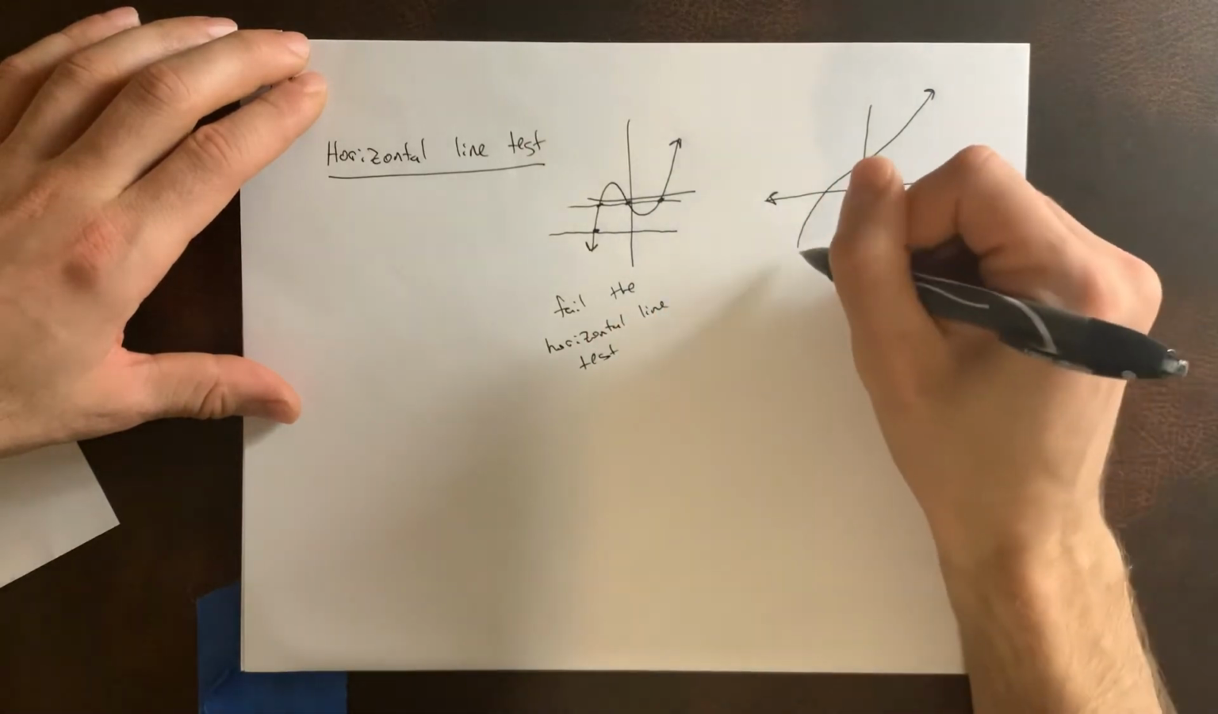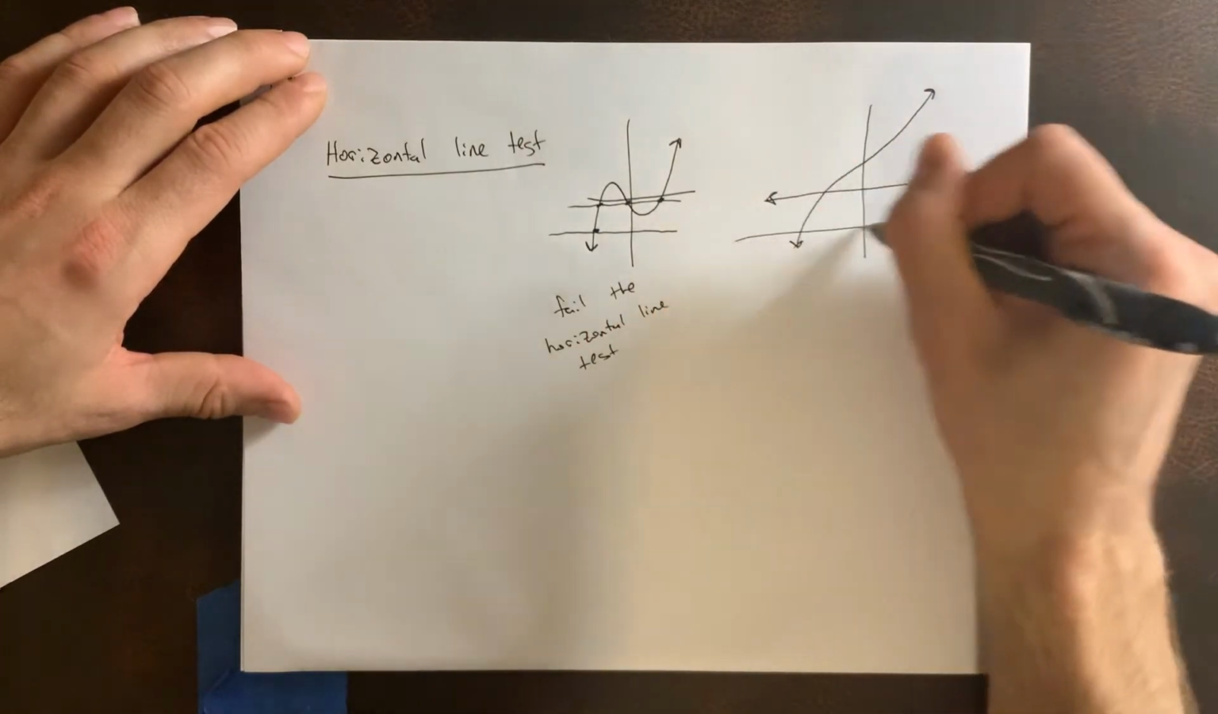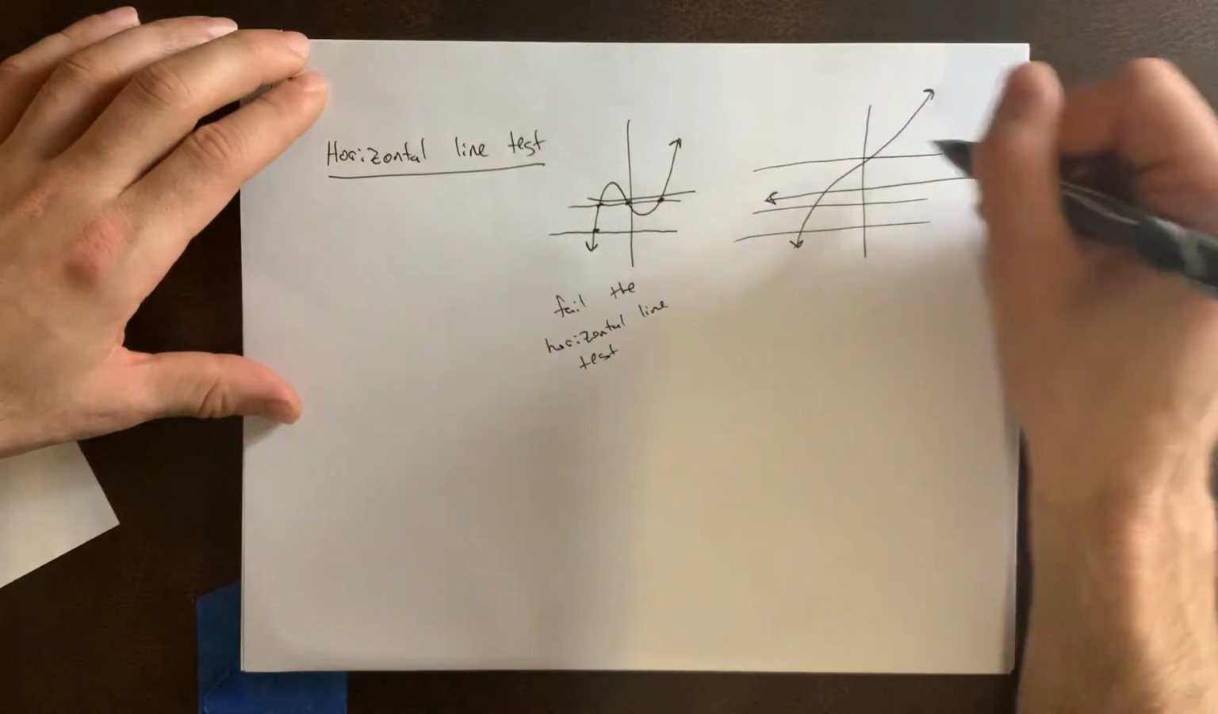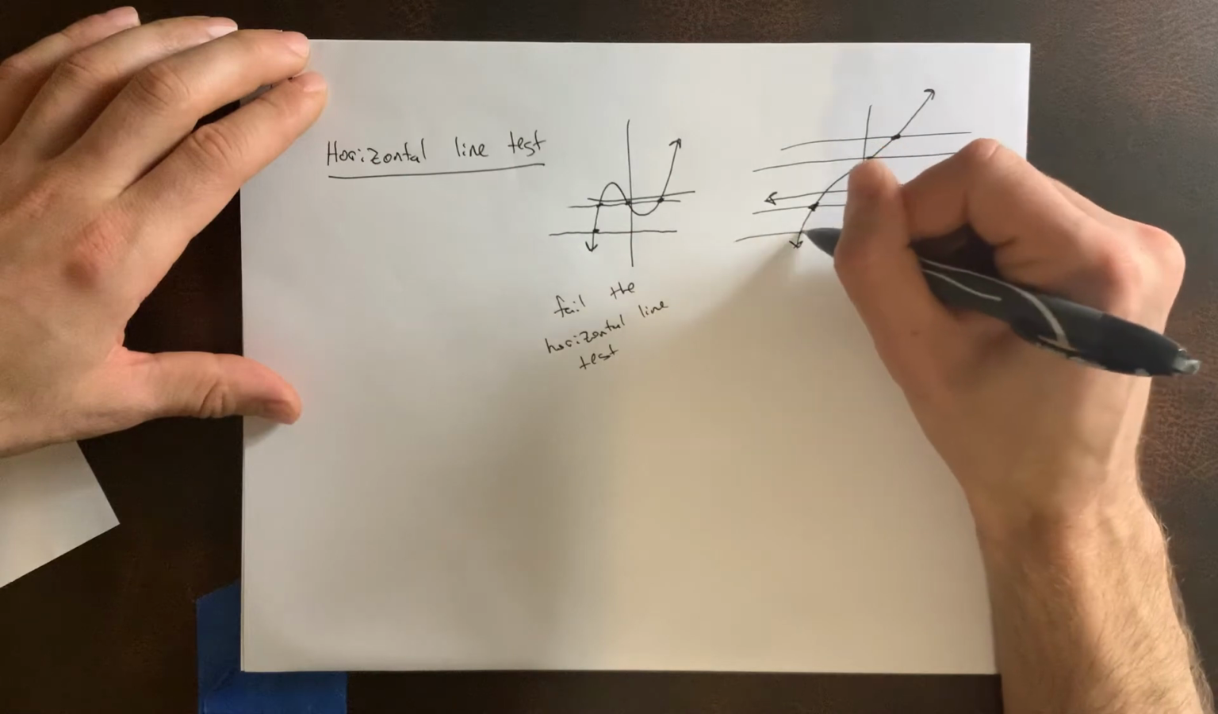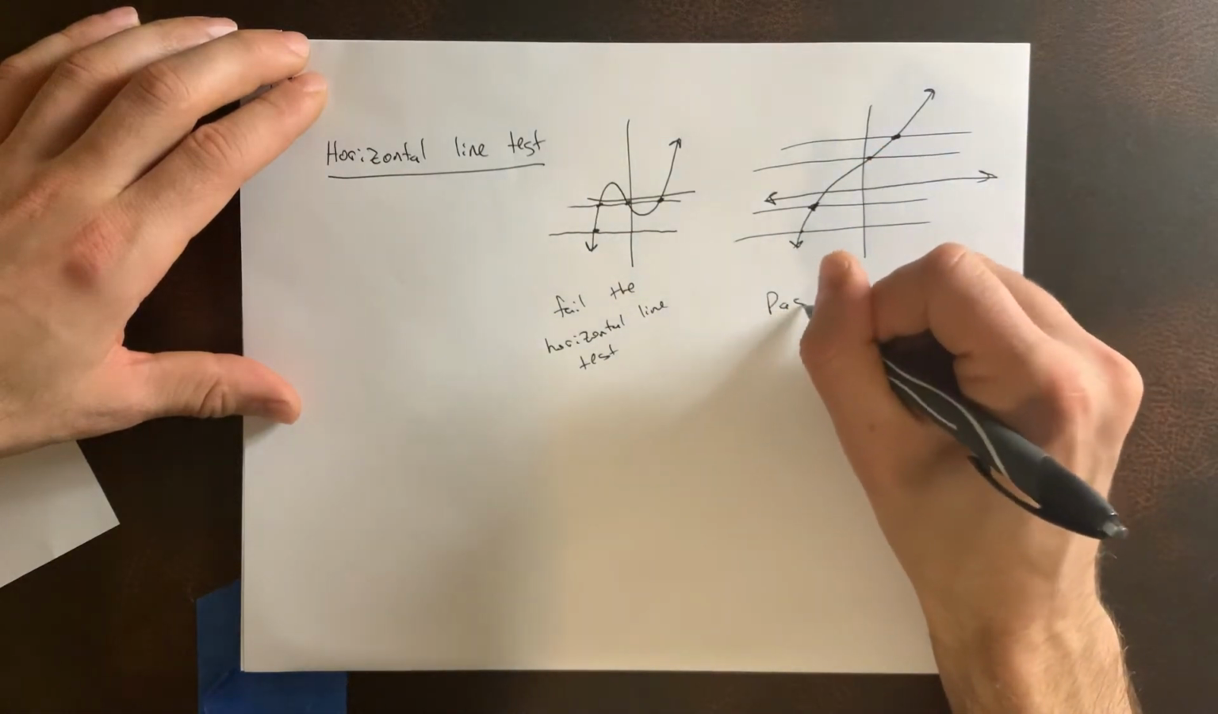All right, and this one right here, so here's our graph. If you see every time we draw a horizontal line, it only touches this graph in one spot. So this one passes the horizontal line test.